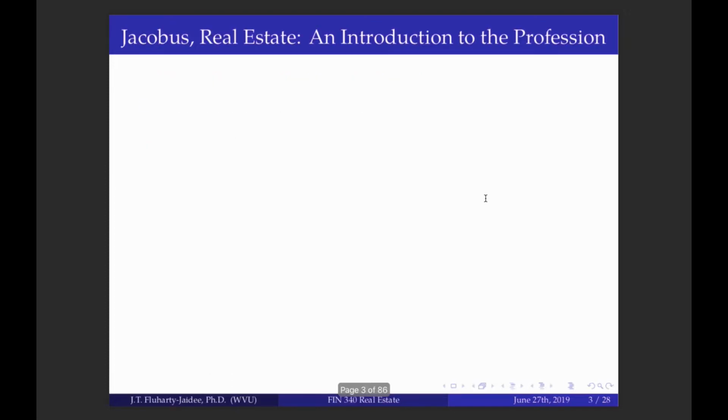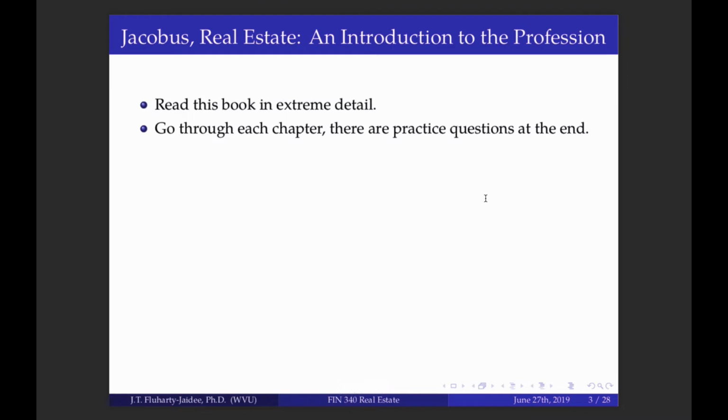So let's begin. You were supposed to purchase Jacobus's Real Estate and Introduction to the Profession. Reading this book in extreme detail is extremely useful to the class. It's going to be necessary for you to read every chapter and every page within the chapter if you can. There are also important things at the end of the chapter, which are the questions. So questions tend to be useful little guidelines for what will be on the exam. I suggest that you look through the review questions in the book, and if you have any questions for me, I can try and help you out with those. But they will be a good source for use in the exam. The answers are in the Appendix D at the end of the book.